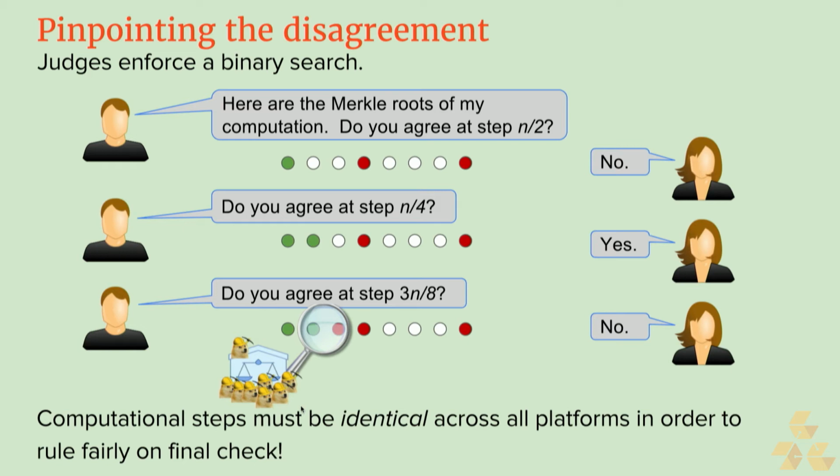And it's very important that the computational steps are identical across all the platforms, right? If everybody runs a different set of steps, then you have no way to actually do this last step. So having a uniform architecture is absolutely critical for this, and that's one of the major technical developmental challenges for this project.